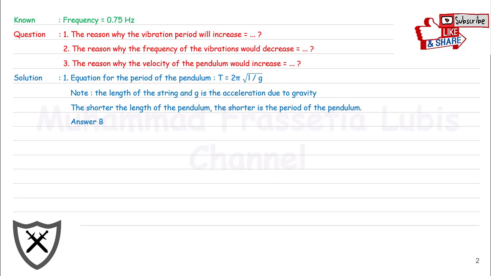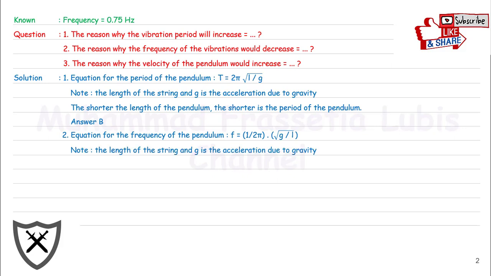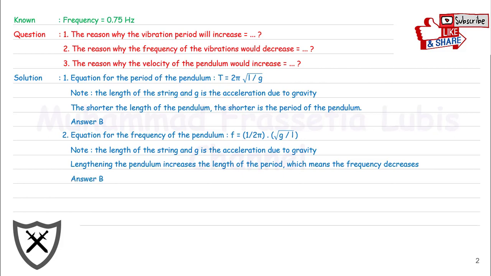Next, for the solution of the second question, we will use the equation for the frequency of the pendulum, F. So F equals 1 per 2 pi multiplied by the square root of g per L. And you must remember that L is the length of the string and g is the acceleration due to gravity. Based on that statement, lengthening the pendulum increases the period, which means the frequency decreases. So the final answer is B.